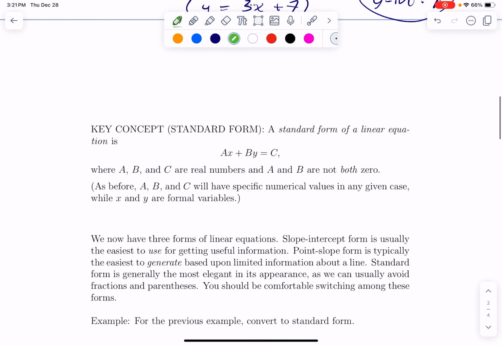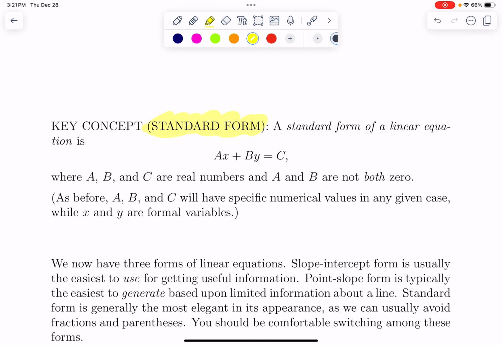Another form you should know is what's called standard form. So standard form is when we put x and y on the same side of the equation. So it's just some number times x plus some number times y equals some number, where a and b, these coefficients, are not both 0.